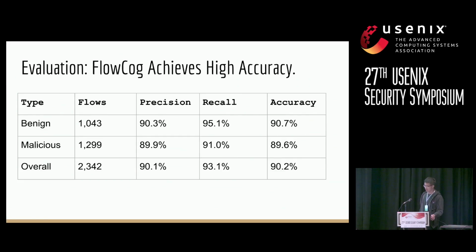So based on this ground truth, we run FlowCog to see its accuracy. It turns out FlowCog can achieve a high accuracy. The overall accuracy is 90.2%, with the precision and recall, as I recall, being 90.1% and 93.1% respectively. And the accuracy for benign and malicious apps are similar, 90.7% versus 89.6%.